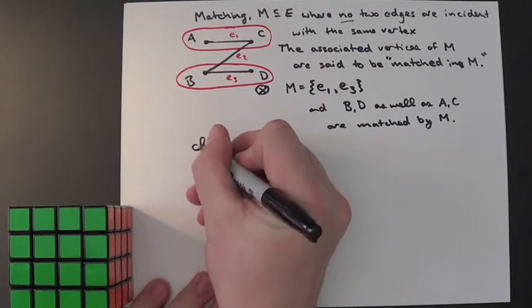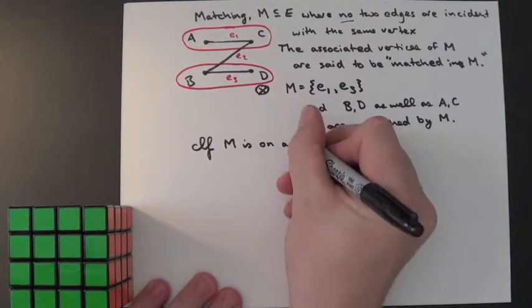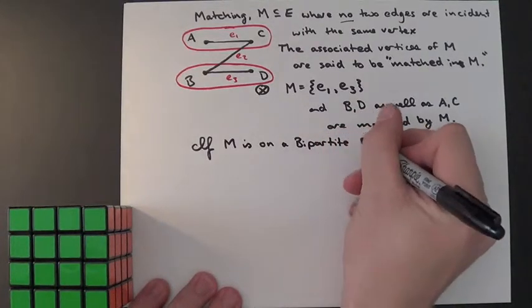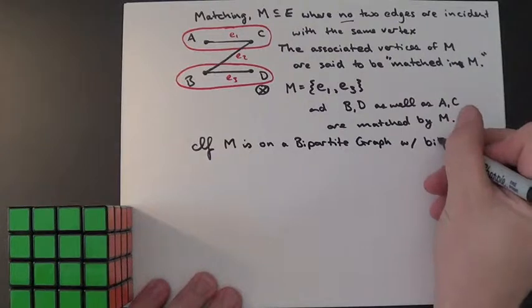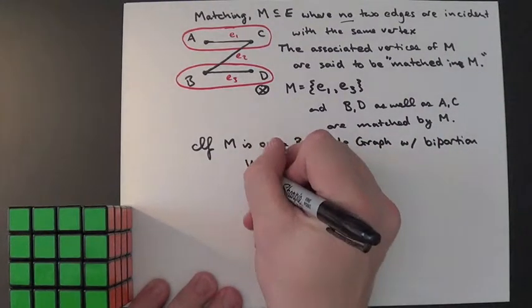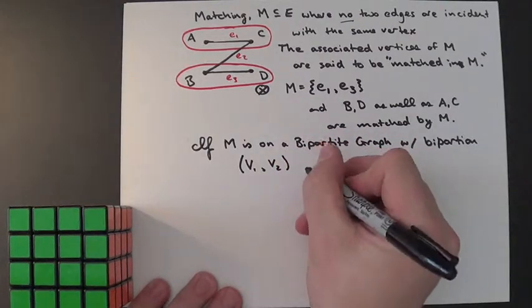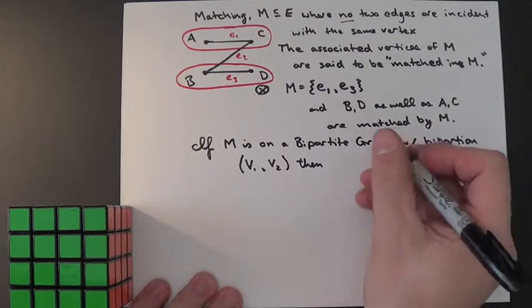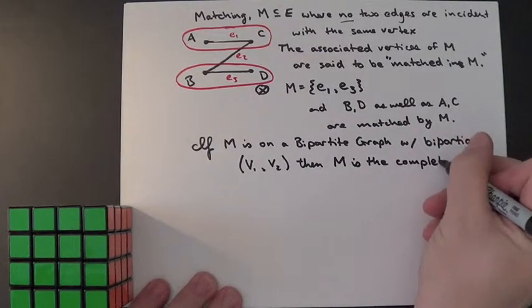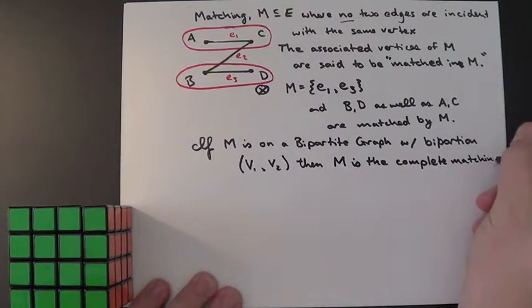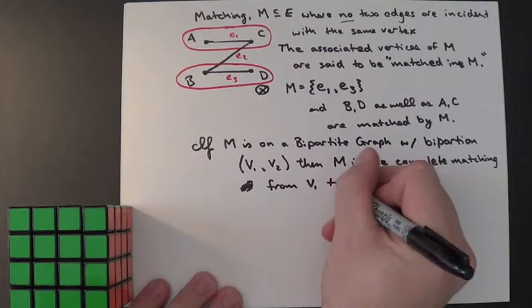If M is on a bipartite graph, with bipartition V1, V2, then M is the complete matching of, well, from V1 to V2.